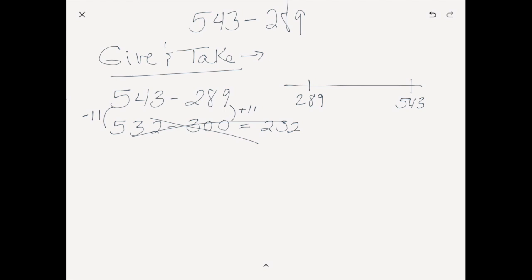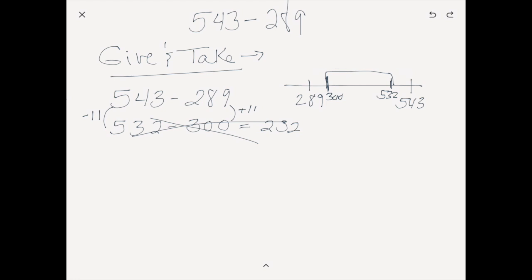Well, if I do what that kid said, and I added 11 to the 289, that means I need to subtract 11 from here, 532. Well, this is not the same distance as this. Those are not the same difference. So that's why that idea doesn't work.